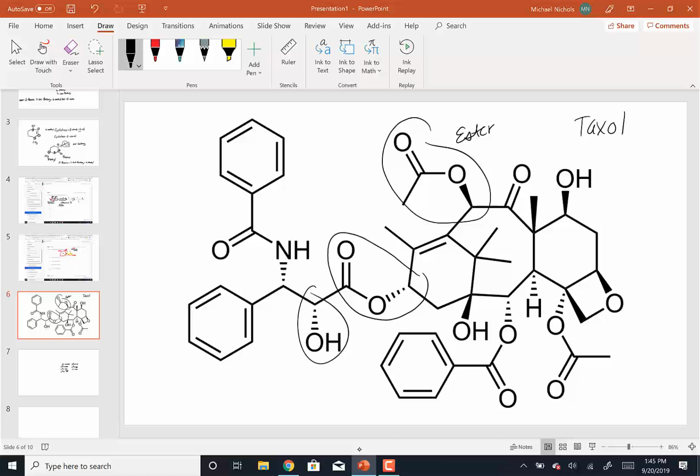Here's an alcohol. Here's some benzene rings or aromatic rings. Here is an ether over here, the oxygen attached to two carbons. So I think some of the problems in terms of functional groups, they'll give you a molecule like this and they'll circle them and say, what's the functional group?